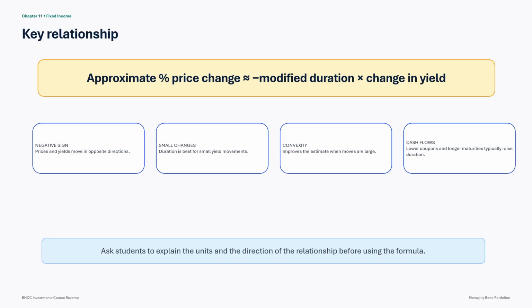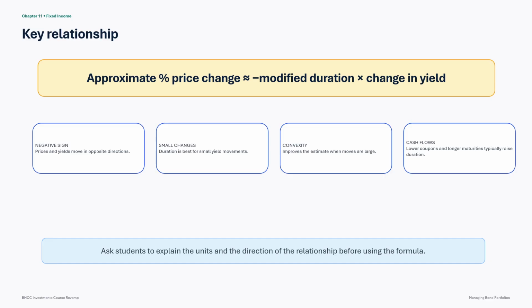The slide also highlights the cash flow determinants of duration. Longer maturity generally raises duration. Lower coupon generally raises duration because less value arrives early. Lower yield generally raises duration because distant cash flows receive more relative weight. Embedded options can change all three relationships.